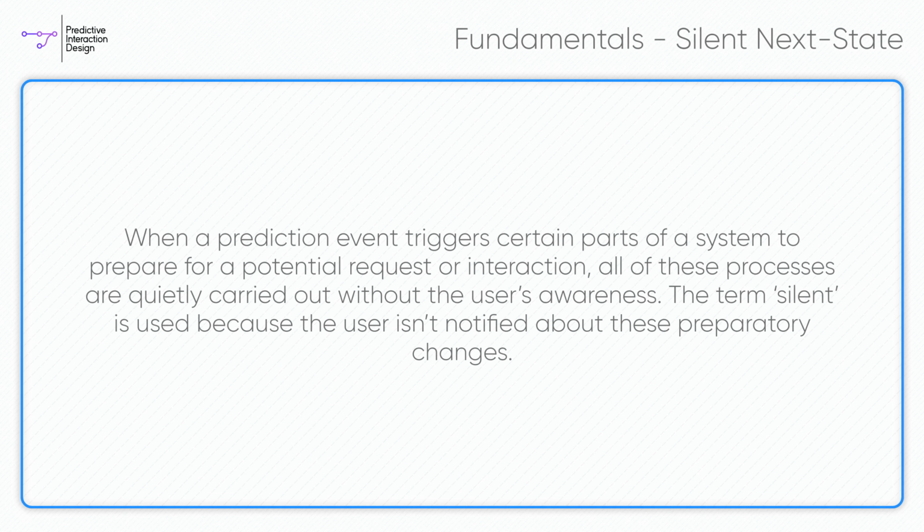So what is silent next state? Well, silent next state is when a prediction event triggers certain parts of a system to prepare for a potential request or interaction. All of these processes are quietly carried out without the user's awareness, and the term silent is used because the user isn't notified about any of these preparatory changes. This is really good because if we predict that a user is going to interact with the system and we enter silent next state, but then the user doesn't interact with the system, the user has no idea that any changes in the system happened at all, so they won't have any form of unease with the system doing something without their direct request.